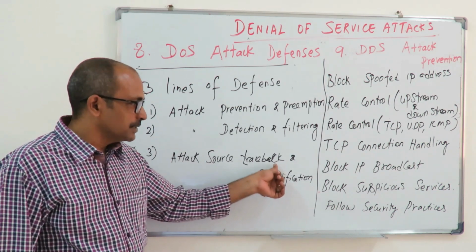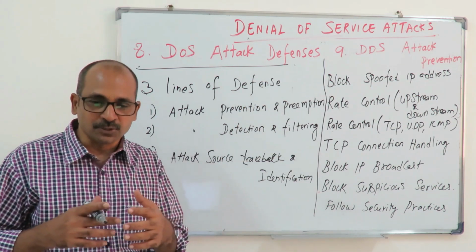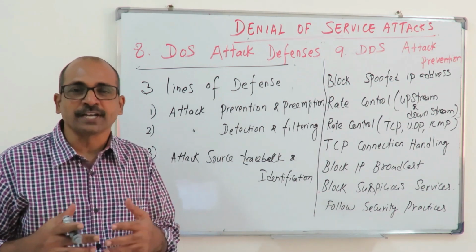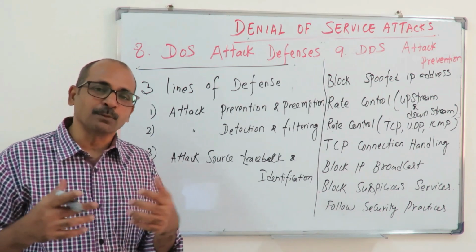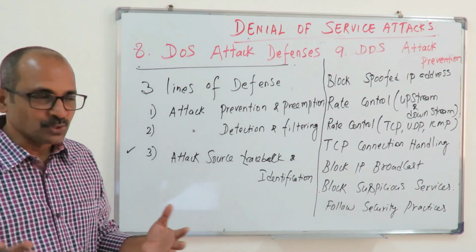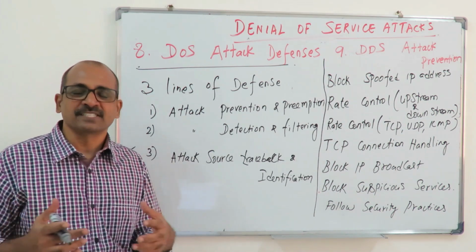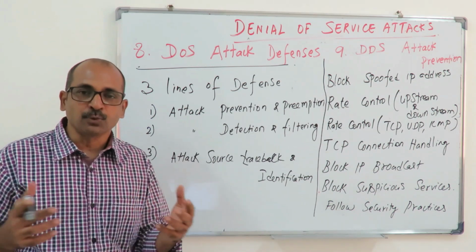Because in the lecture I told, okay, that means the attacker will never show his face. The attacker is going to hide himself. So he is going to use only the botnet, only the zombies. So in that case, trackback or finding the real attacker is going to be a challenging job as far as the DOS is concerned.